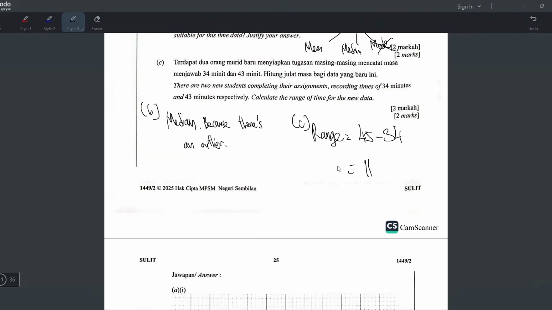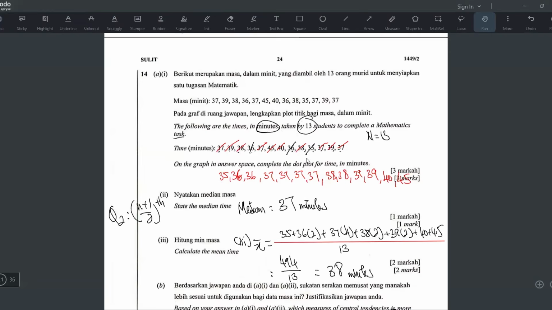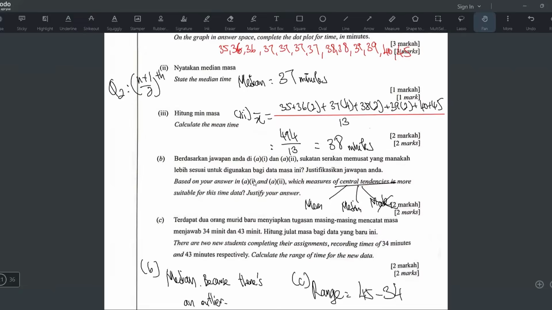But if it's grouped data, for range you have to take the midpoint of the highest class minus the midpoint of the lowest class. That's for grouped data. Grouped data means data that has classes. Okay, done.